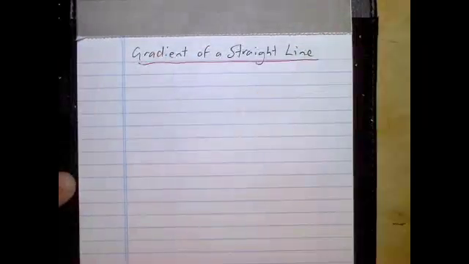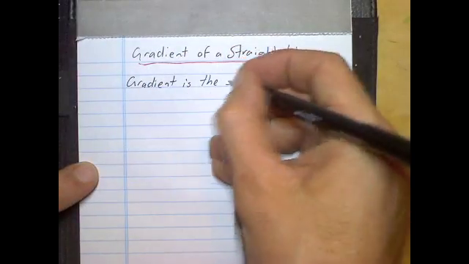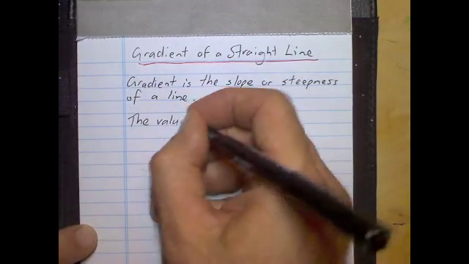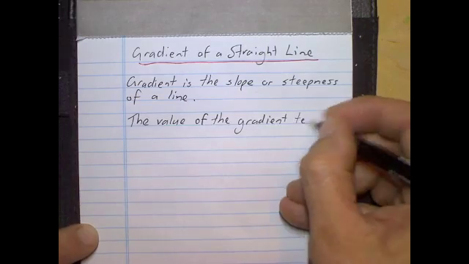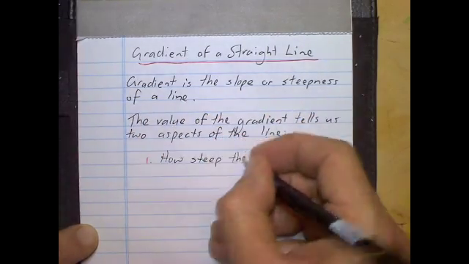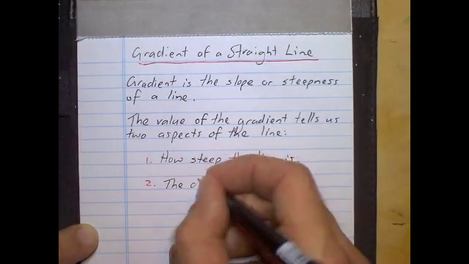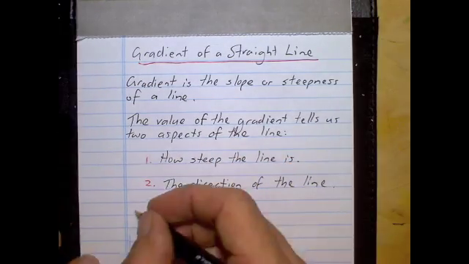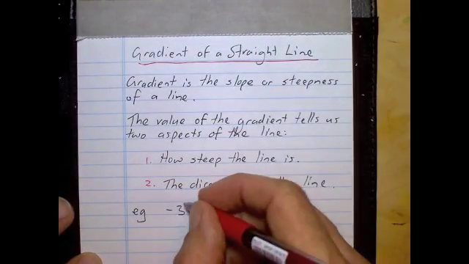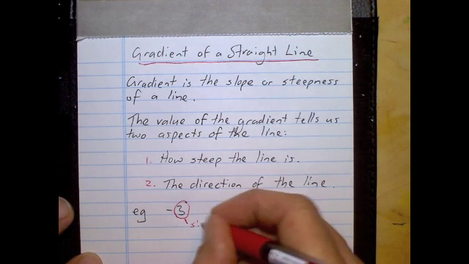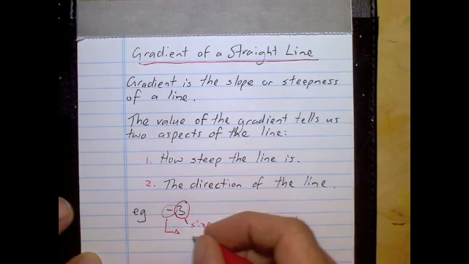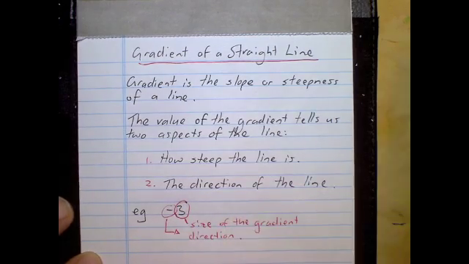Right, let's look at the gradient of a straight line. Gradient is the slope or steepness of a line. The value of the gradient tells us two aspects of the line. Number one, it tells us how steep the line is. And number two, it simply tells us the direction of the line. So let's look at an example. -3. All right, the 3 part tells us that it has a size of 3. We can look at that as a fraction, as 3 over 1. The negative part tells us the direction of the line.